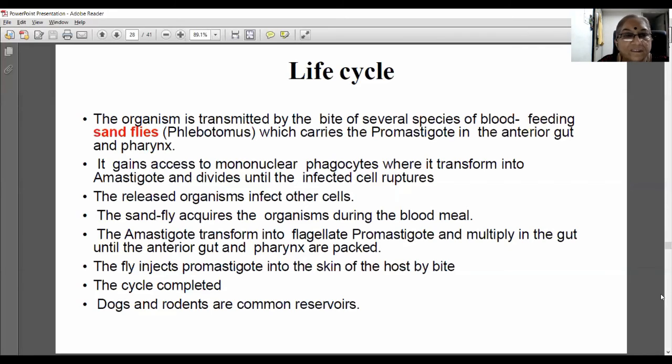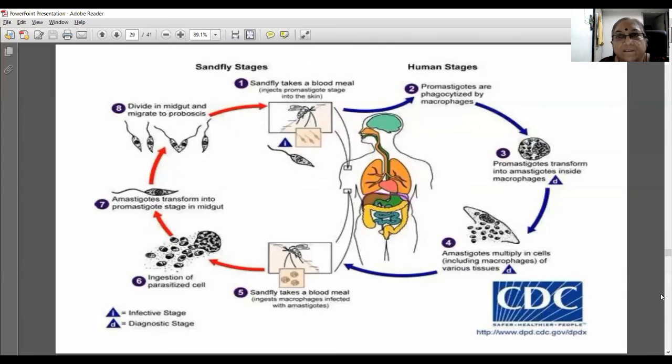And the new human being is infected. That is how the whole cycle, from promastigote to amastigote, amastigote to promastigote, is completed. Dogs and rodents are the common reservoirs other than the human being. See here: the sandfly takes the blood meal and injects the promastigote stage into the skin.